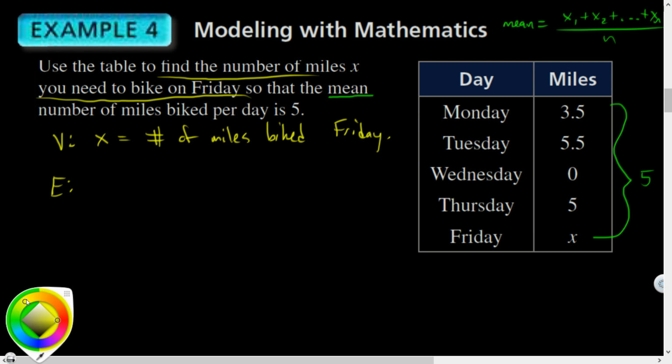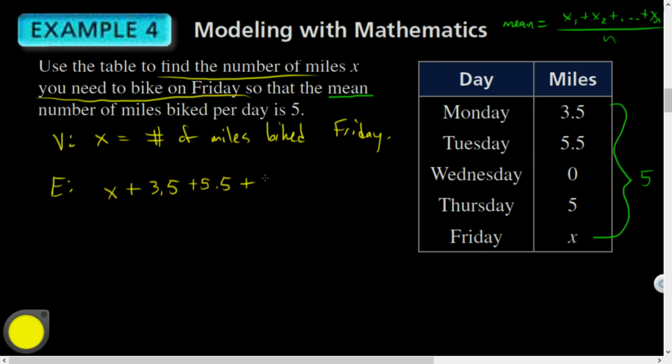So let's write an equation considering the average. I'm going to say x, because I like to put my variable first, plus 3.5 plus 5.5 plus 0 plus 5, all divided by the number of things, 5, and I want that average to be what number? There's a lot of 5s here. They wanted my average to be 5, so I want the average to equal 5.